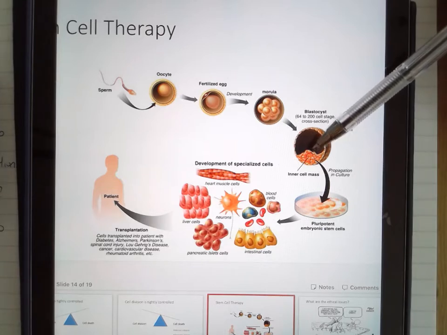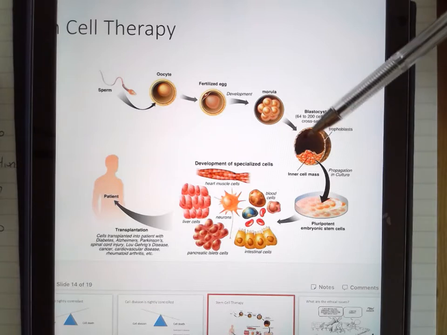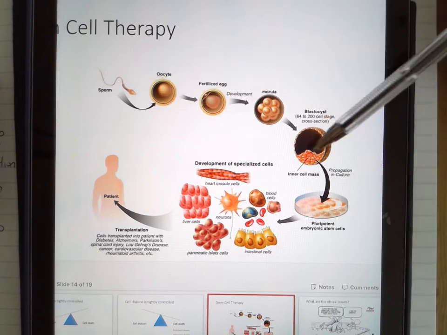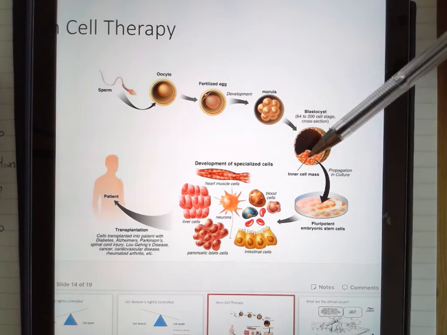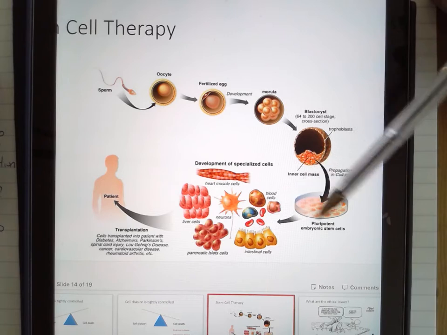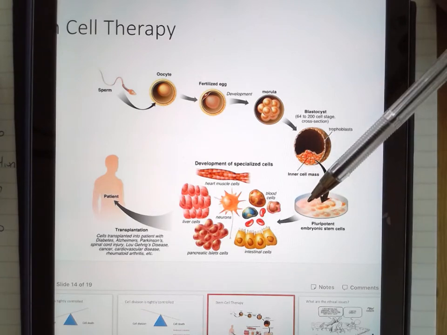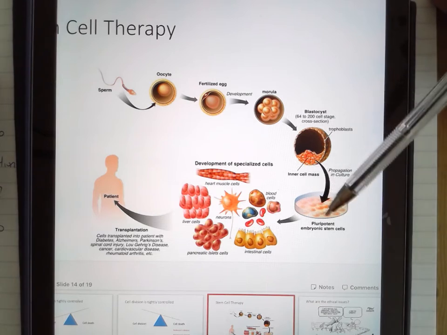Okay, but in stem cell therapy, what happens is that instead of allowing that embryo to develop into a fetus and then into a baby, at this point here, a few days after the sperm has met the egg, those embryonic stem cells are taken out of the embryo. And those embryonic stem cells are then grown in a dish. Okay, they're grown in a dish in the lab. And the reason they're grown in a dish in the lab is that these embryonic stem cells have the ability to become every single cell in the body.